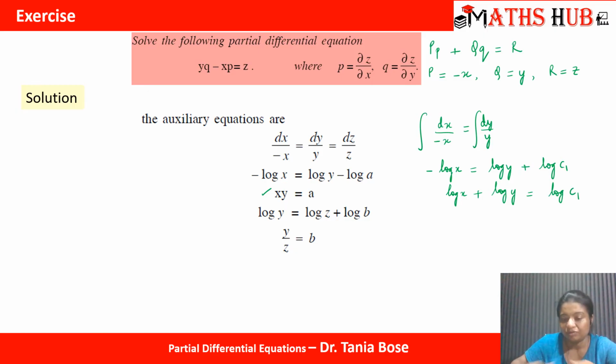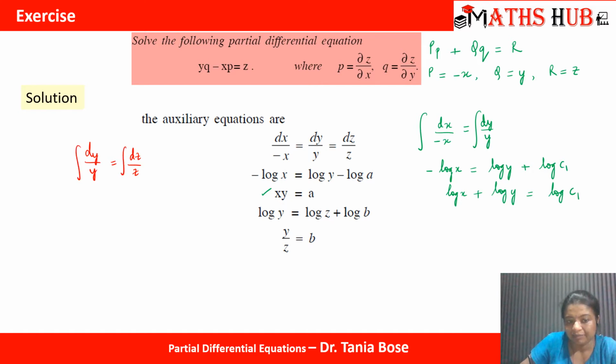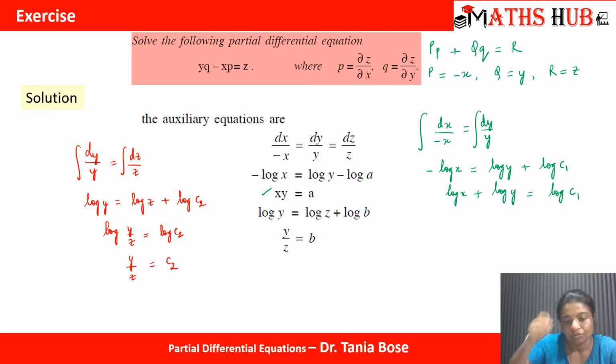So I need to get two different solutions. So this is my first solution. Similarly, we can solve these two equations, dy upon y is equal to dz upon z. When you solve these two equations, you can simply integrate them and we get log y is equal to log z plus log c2. And similarly, I can take this log term to the left side. It will become log y minus log z. And that will turn out to be log y by z is equal to log c2. And hence, on removing log, we will get y by z is equal to c.